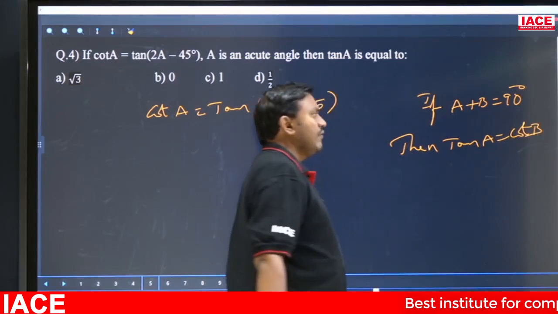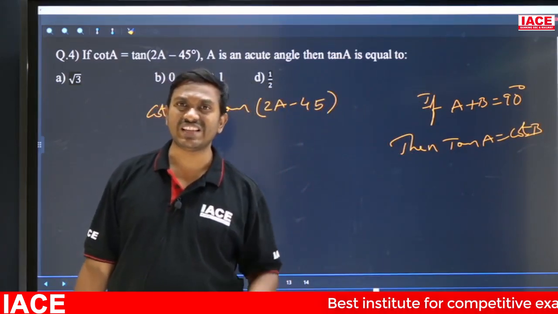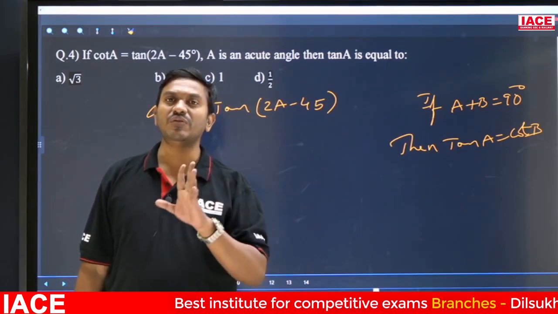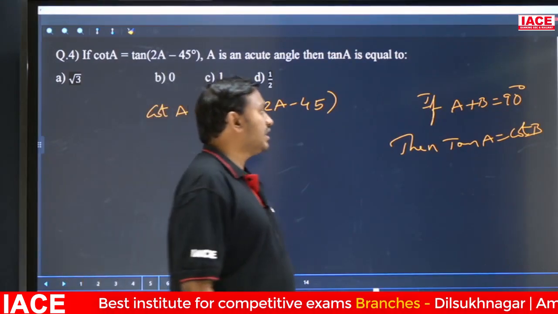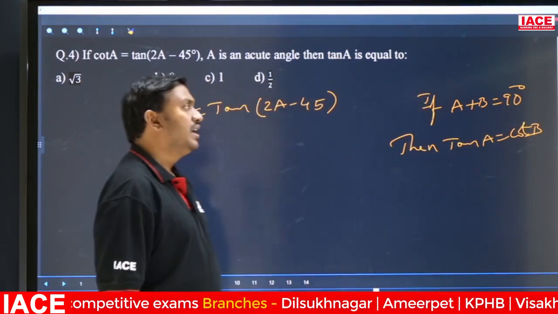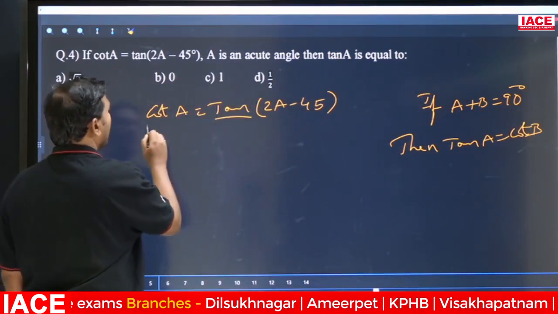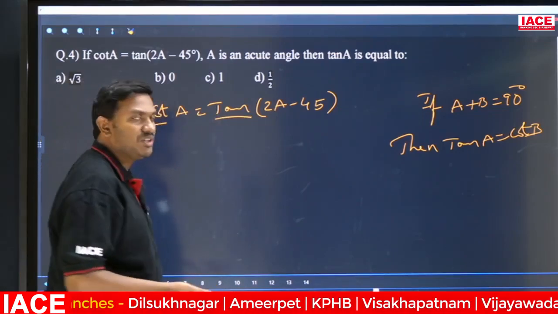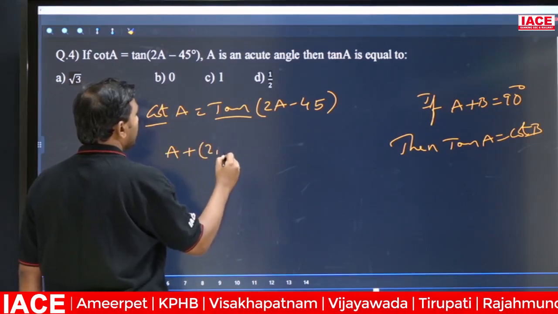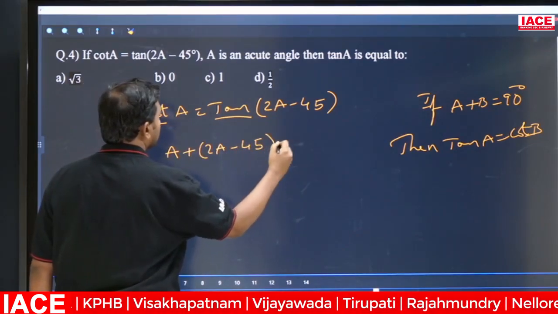That means whenever tan equals cot, you are observing sine equals cos, secant equals cosecant. Whenever you are observing this, what is the condition? Tan equal to cot means the sum of the angles must be equal to how much? 90 degrees. So the sum of the angles must be 90 degrees. That is A plus 2A minus 45 equal to how much?